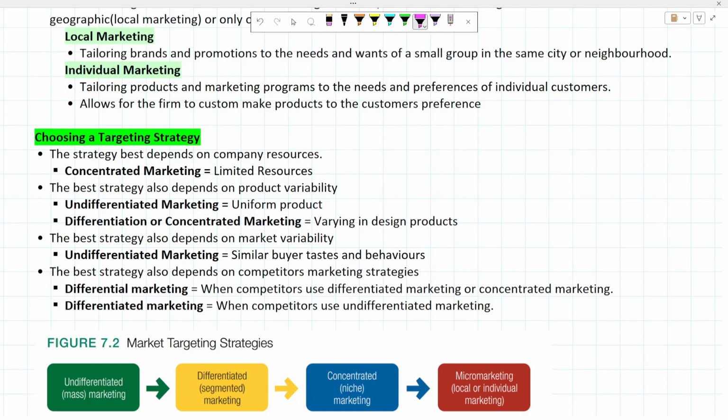So the best strategy also depends on market variability. Undifferentiated marketing fits when buyers have similar tastes and behaviors. The best strategy also depends on the competitors and their marketing strategies. So differentiated marketing is used when competitors use undifferentiated marketing, and you want to use differentiated or concentrated marketing when competitors use differentiated marketing.